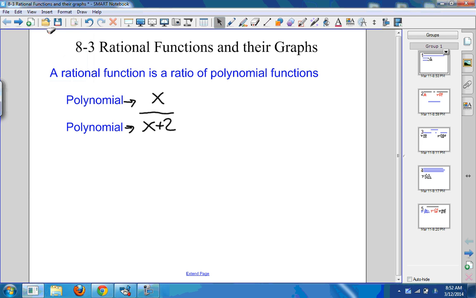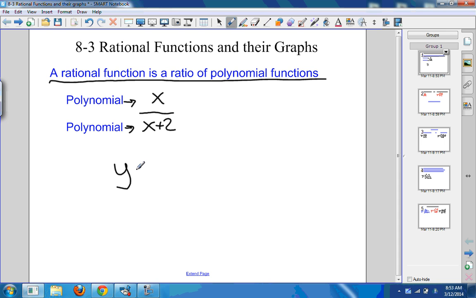Welcome back. In this lesson we're going to look at rational functions. And you can see the definition for a rational function right here. That's a ratio of polynomial functions. So a polynomial is a variable or a grouping of variables and numbers. So an example of a rational function would be one polynomial over another polynomial, or x over x plus 2.